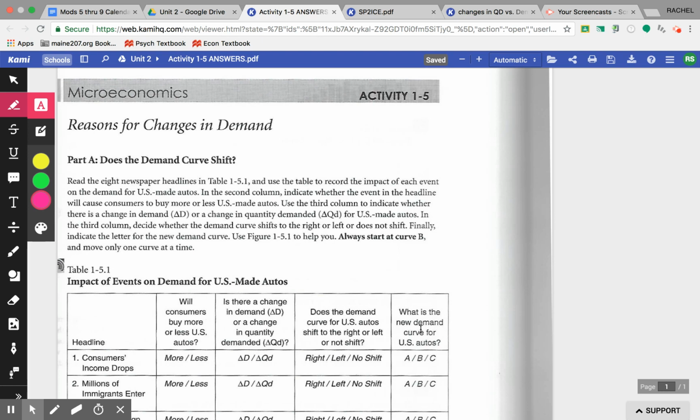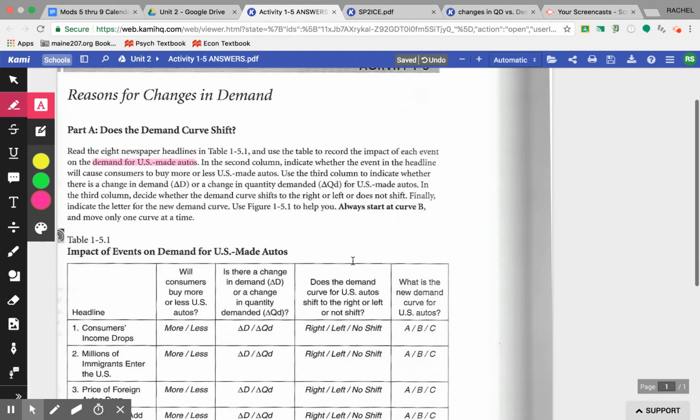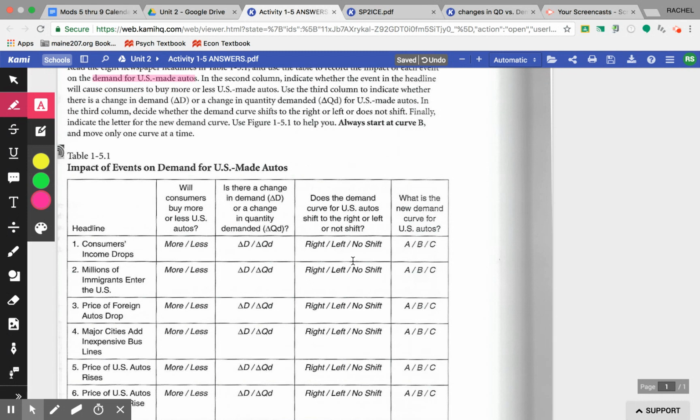Page 11 was asking you for the impact on the demand curve for US made cars. So let's take a look at our chart here. If consumer income drops, that means there'll be less demand. We are talking about a shift in the demand. Since it's less, it's going to be a left shift. Can I highlight that for you? Which means that if you look on the next page, you're going to shift to A.